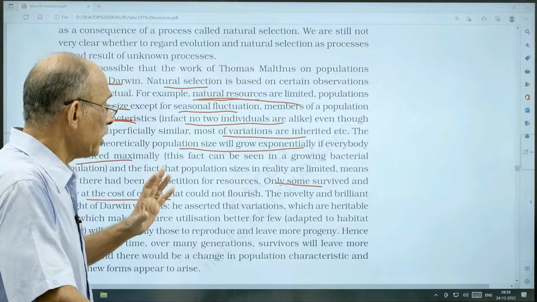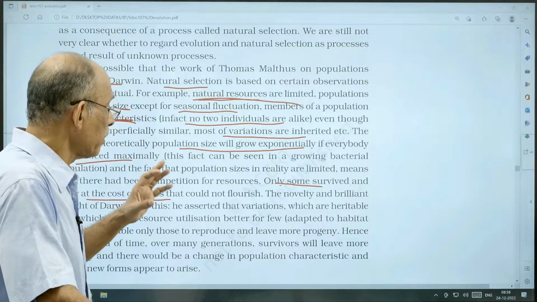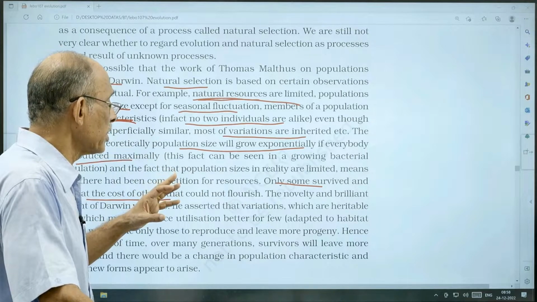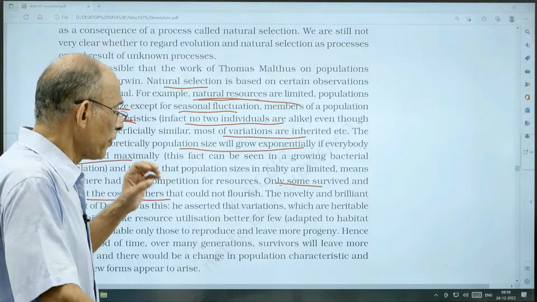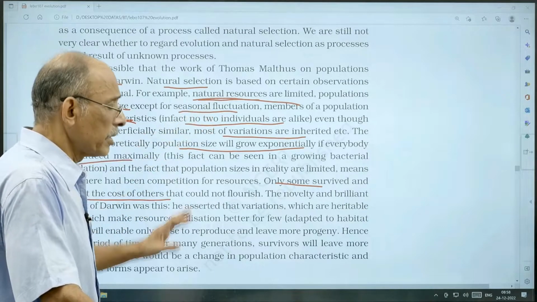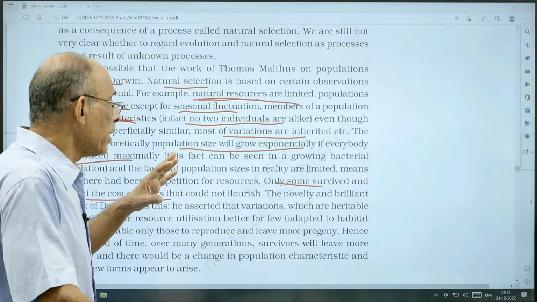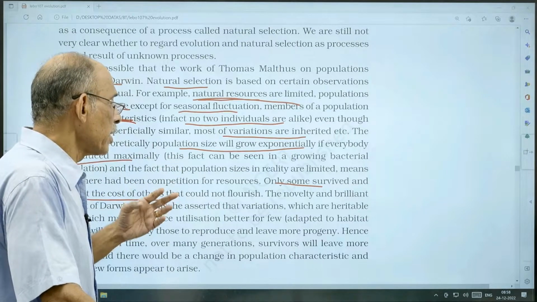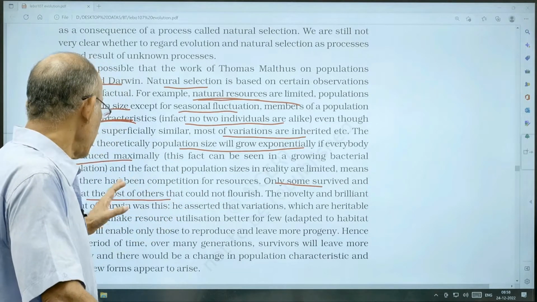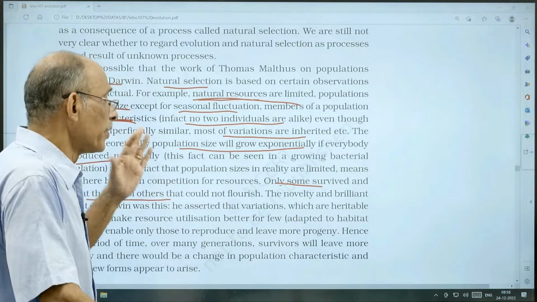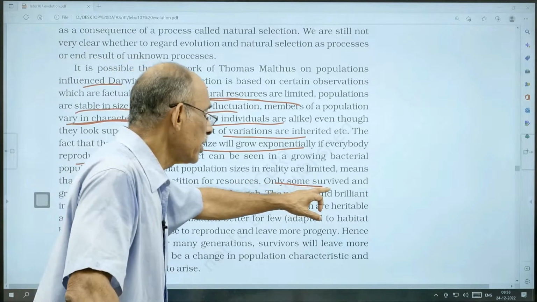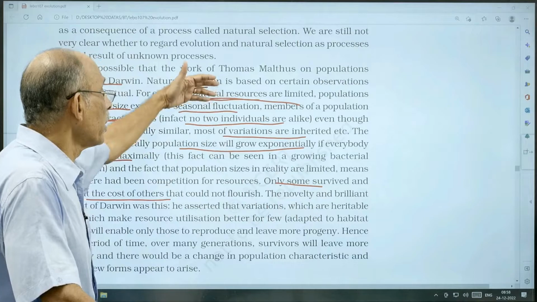So when competition arises, that means when the population size increases exponentially, there will be competition for these limited natural resources, and due to that natural competition, only a few will survive and others will die. So this is Darwin, according to Darwin, the fittest will survive and others will die.